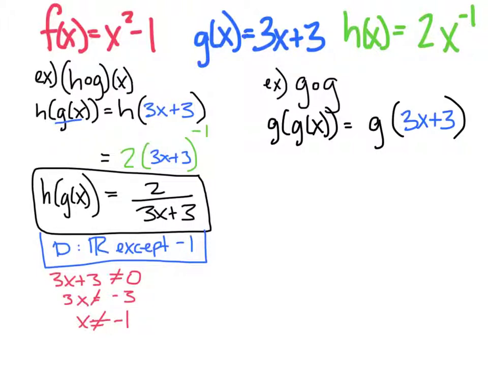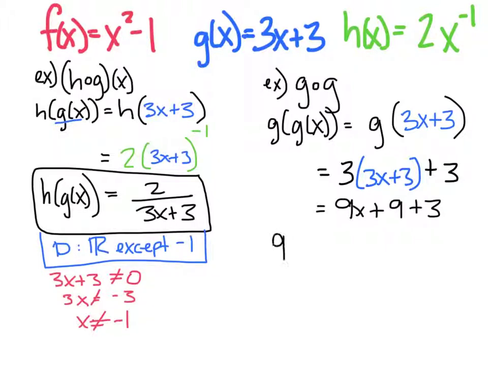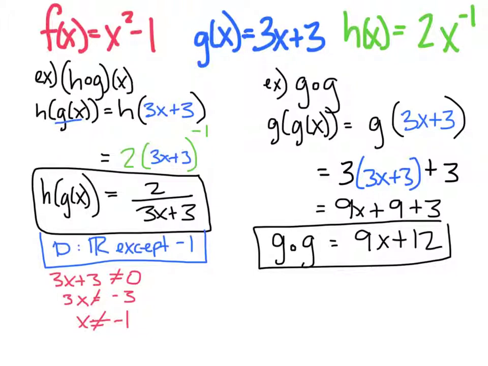So we have 3 times 3x plus 3 plus 3. So I distribute the 3, I get 9x plus 9 plus 3. So g of g of x is equal to 9x plus 12. Okay, now am I taking any roots, or is x in the denominator? No, neither of those things are affecting my domain. So what's my domain? All real numbers.